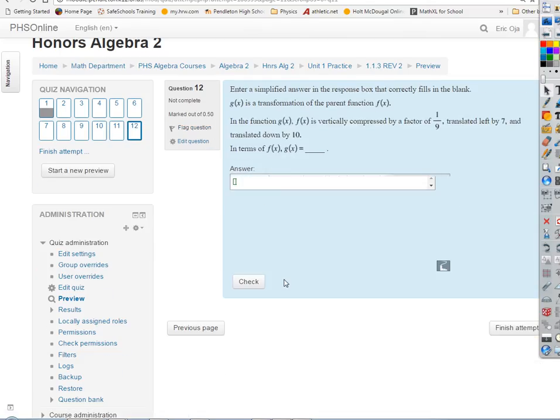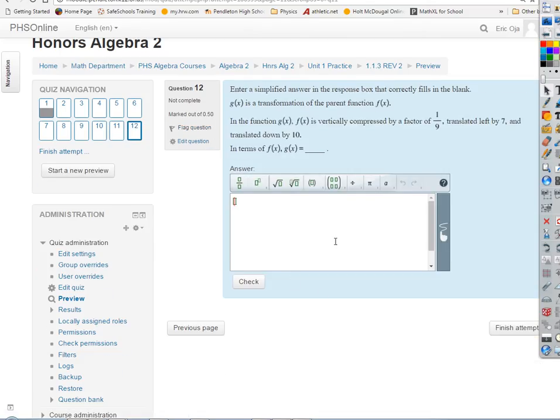Last one. This one is a doozy. To vertically compress by a factor of 1/9, translate left by 7 and down by 10. So what's that mean? I've got values then of a, h, and k to substitute into my template. So remember that my template here, I'll write it as a times f of x minus h plus k, and I'll just substitute values.